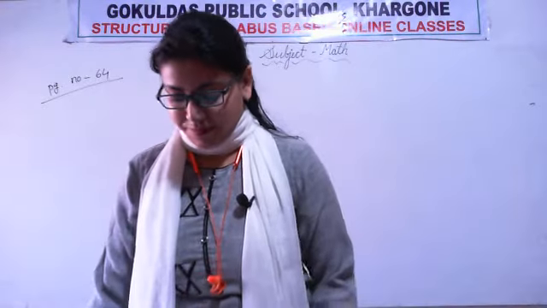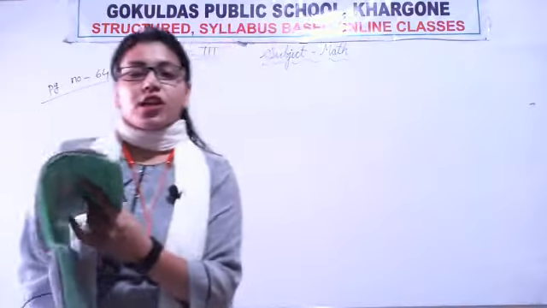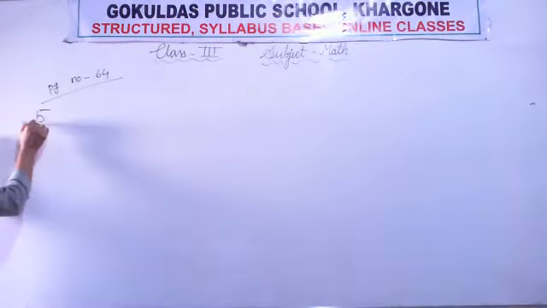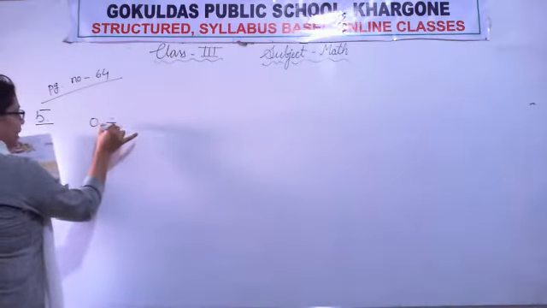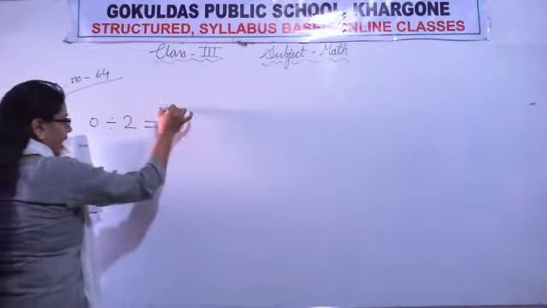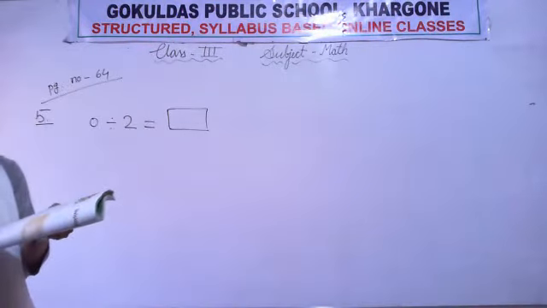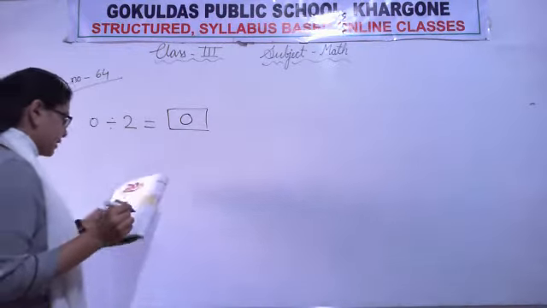Division facts. We had learned division properties, or division facts. Now let's solve some questions. Now number 5 is given. Now 0 divided by 2. So we know that 0 divided by any number gives 0 as quotient. So we know the answer will be 0.